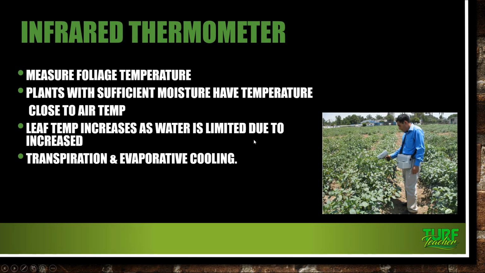Infrared thermometers are actually going to measure the foliage temperature, which I think is pretty cool. Plants with sufficient moisture will have temperature closer to air temperature. And then the leaf temperature increases as water is limited. But transpiration and evaporative cooling can all affect this. But these infrared guns work the same way that you can test whether or not heat's leaving your house.